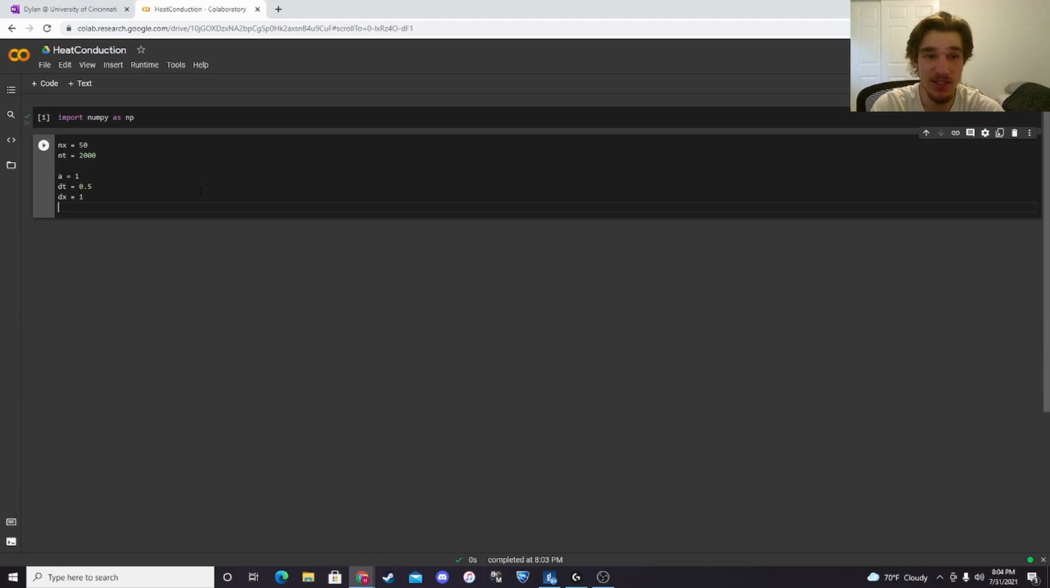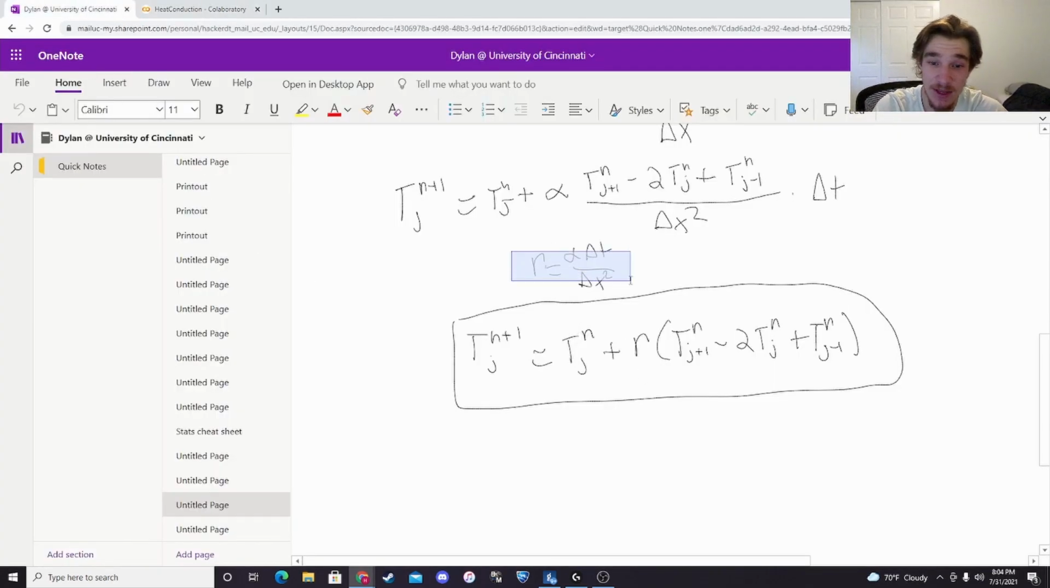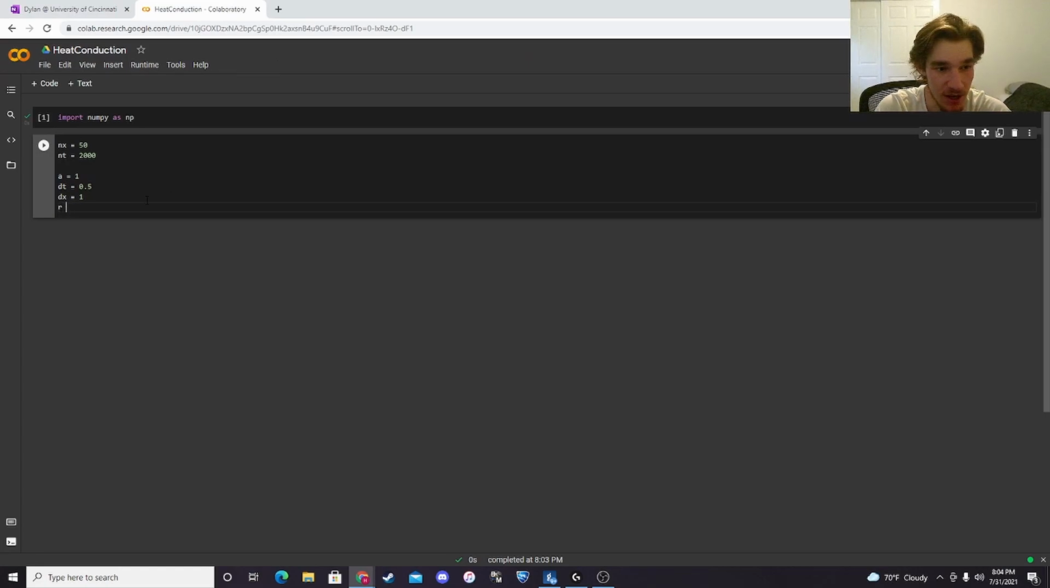Now that we have those out of the way, we can begin to create our variable for r, which is alpha times the change in time, so dt, divided by dx squared.